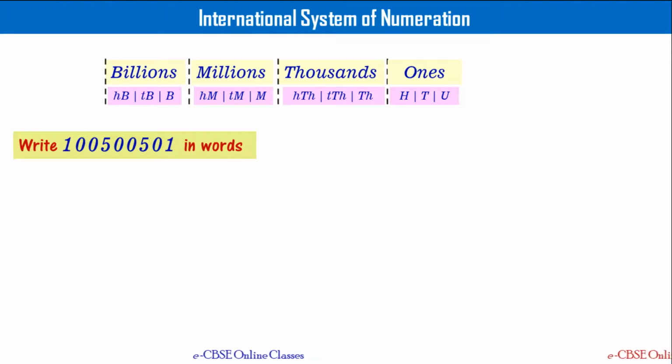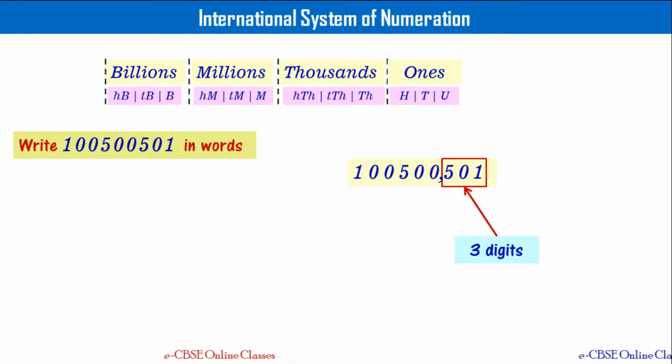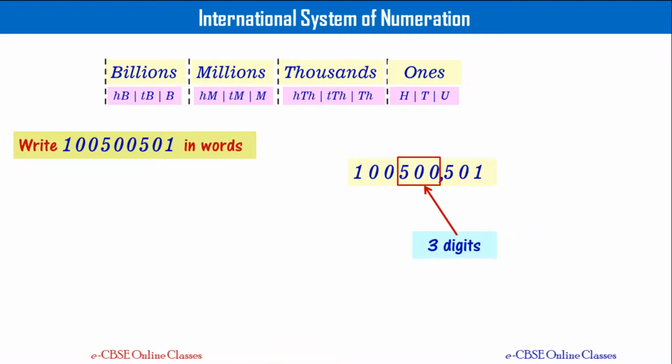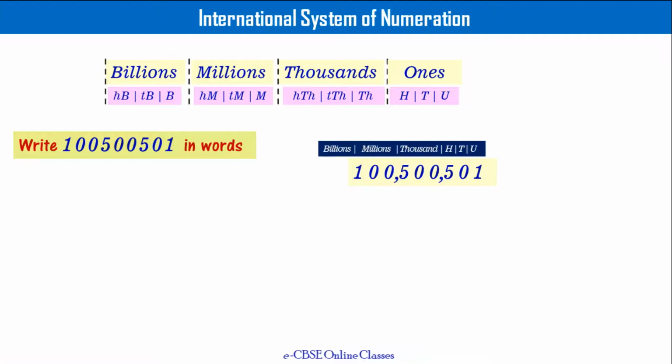Now let's say that we are asked to write the number which has got digits 100,500,501 in words. To do that, we have to start from right and mark after three digits, put a comma there. And then after three digits, you put a comma there. And then we are left with only three more digits. So we can stop here. And as you see here, in the group of millions, we have 100. It means it is 100 million.